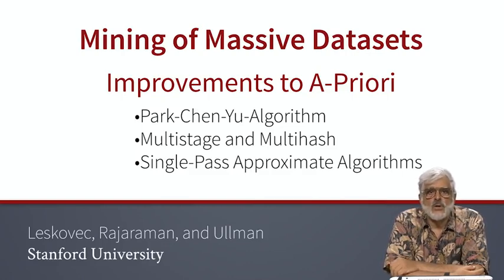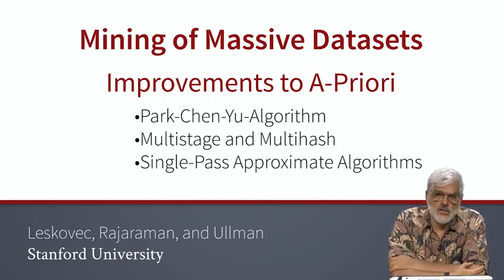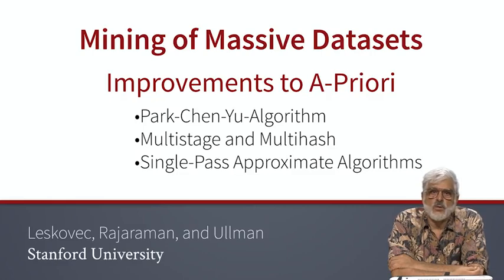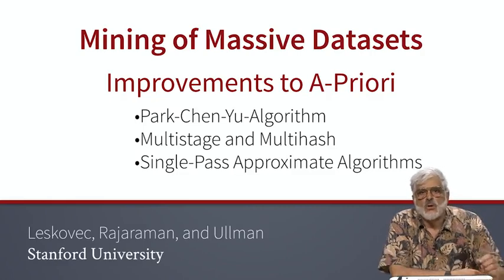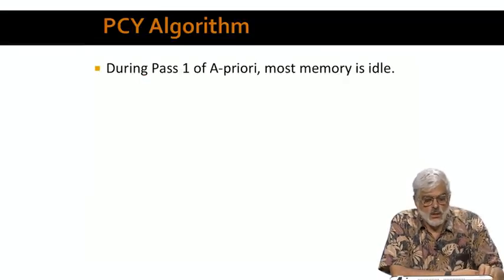Then we'll go in another direction. We'll accept that the result might not be accurate. That is, we'll allow the algorithm to fail to identify some of the frequent item sets. But we want to finish quickly, preferably in only one pass, or perhaps one pass and a little more. Several approaches of this type will also be discussed.